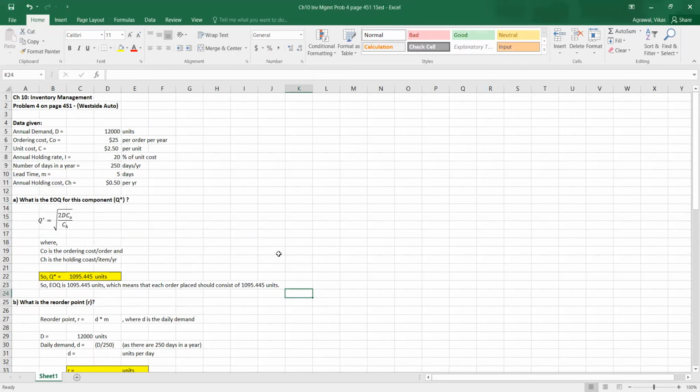Okay, so what is the purpose of inventory management? When you read the chapter, you will come to know that the whole idea of managing inventory is to lower the cost of holding or managing the inventory, which includes ordering cost and carrying cost and purchasing cost as well.